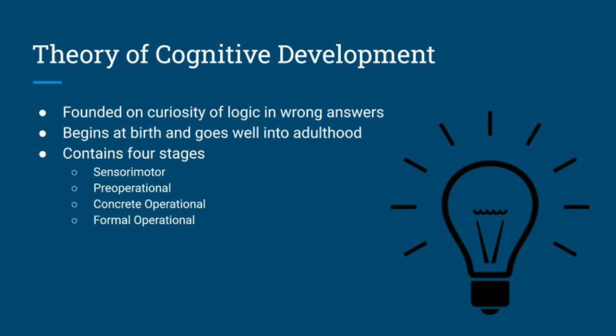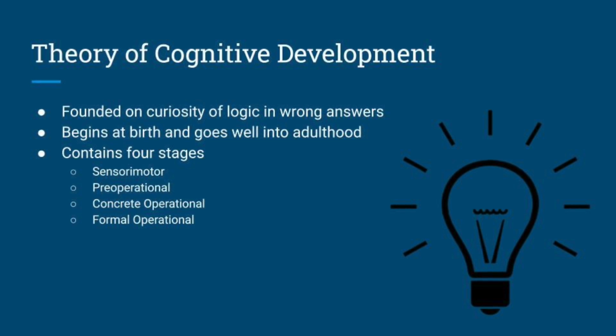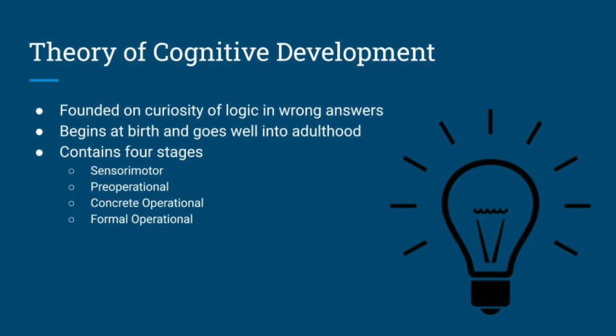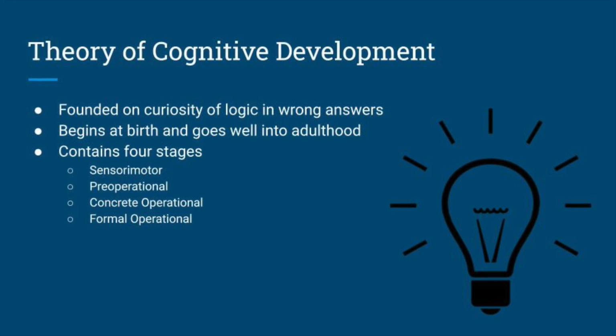Piaget is most known for his theory of cognitive development. He originally based this study on his curiosity about children's logic when giving wrong answers. What was the reason that they decided to give that answer? Through this, he developed this theory. He felt that cognitive development begins at birth and continues well into adulthood. He split this process up into four main stages.